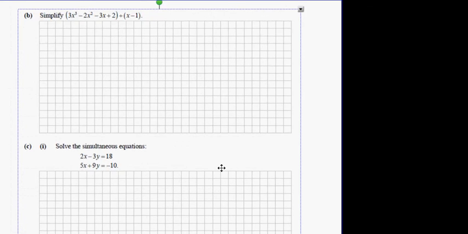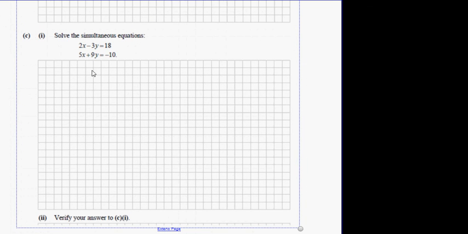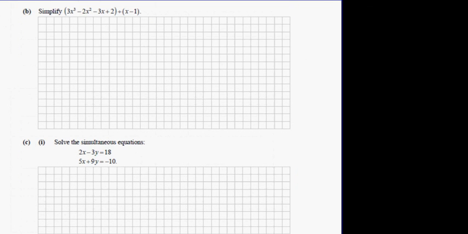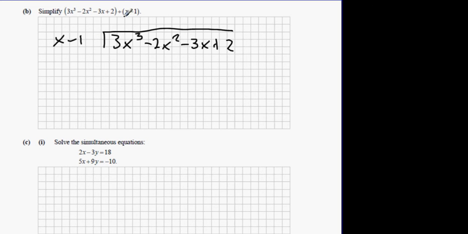Okay, 12b. Simplify this by dividing. Okay, so what we're going to do is we're going to get our 3x cubed minus 2x squared minus 3x plus 2, divided by x minus 1. It goes in 3 times. 3x cubed divided by x is 3x squared.